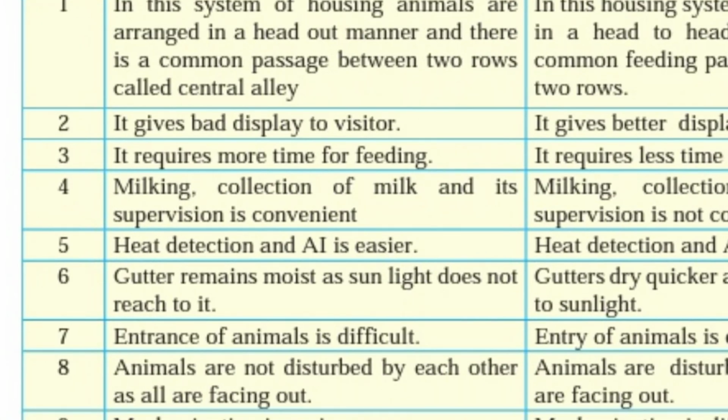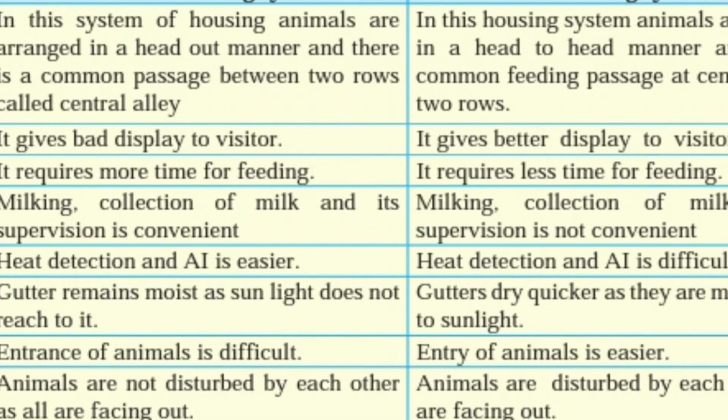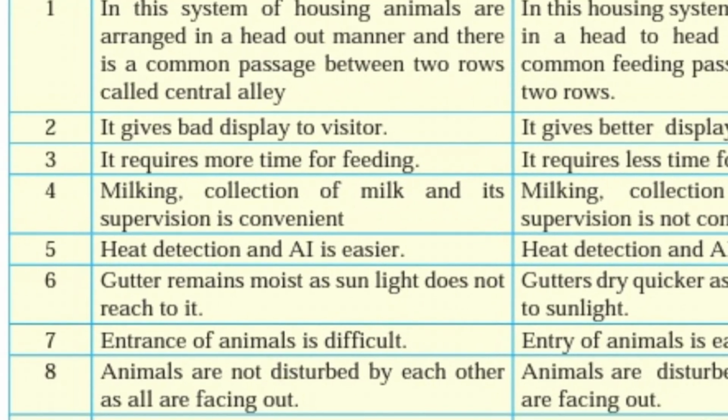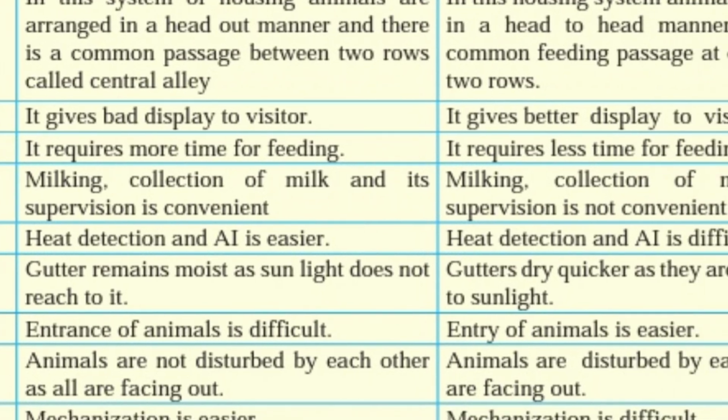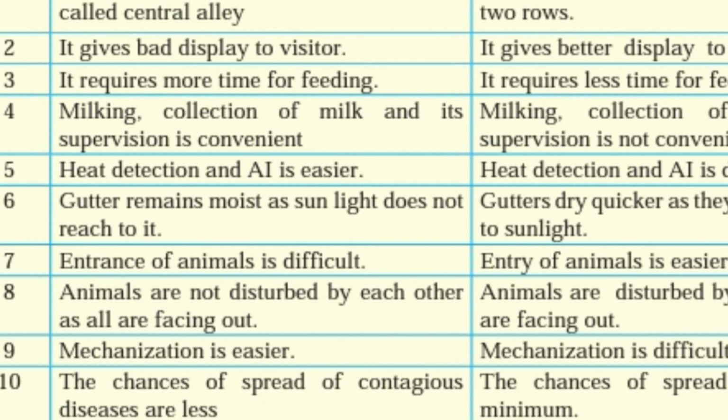Detection of heat is easier in tail to tail housing system, and detection of heat is difficult in head to head housing system. The gutter remains moist, it is not exposed to sunlight, in tail to tail system. In head to head system, it is exposed to sunlight and it dries quickly. Then entry of animals is difficult in tail to tail system. In head to head system, it is easy.